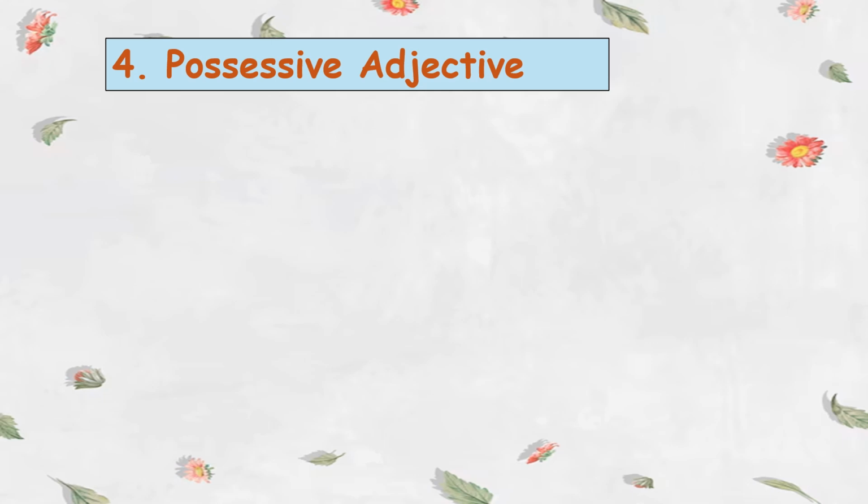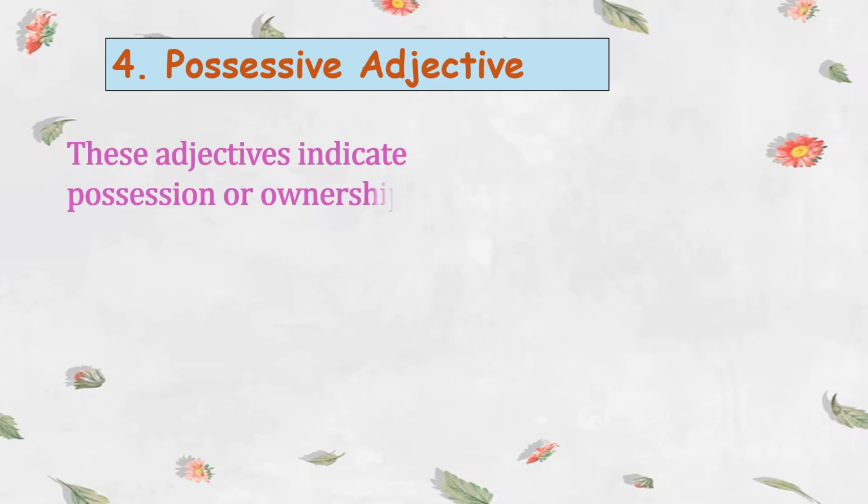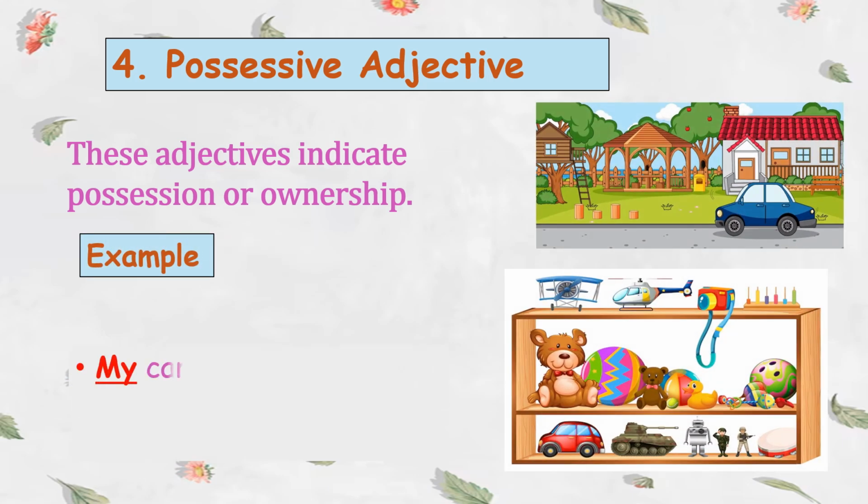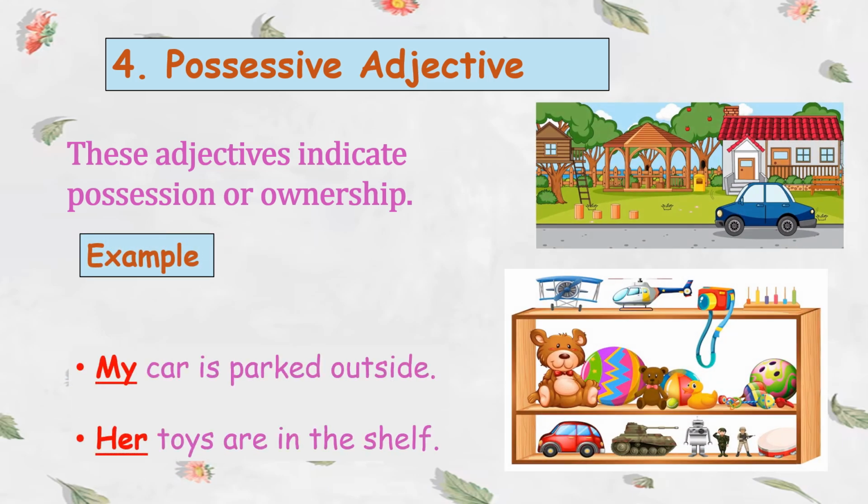Number 4, possessive adjectives. These adjectives indicate possession or ownership. For example, my car is parked outside. Her toys are on the shelf. The words my and her are indicating the possession.